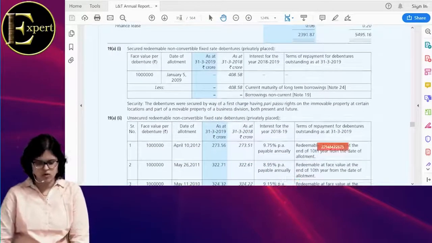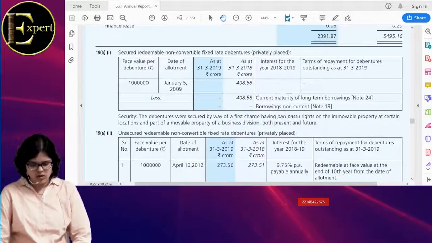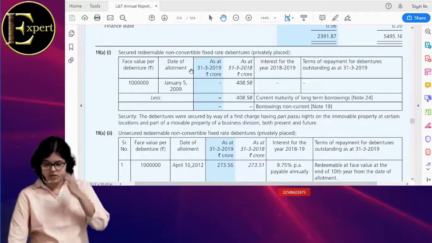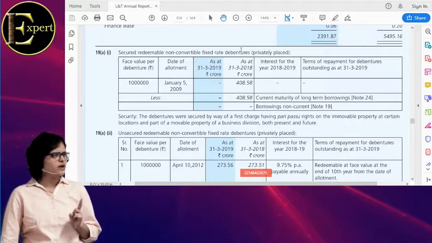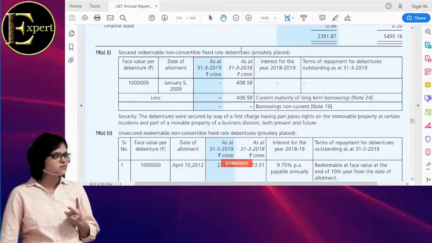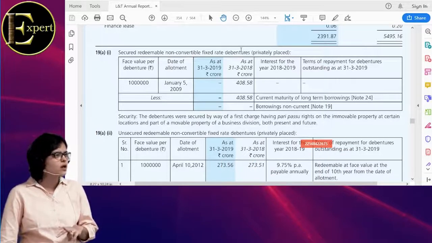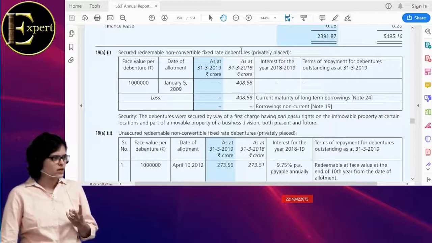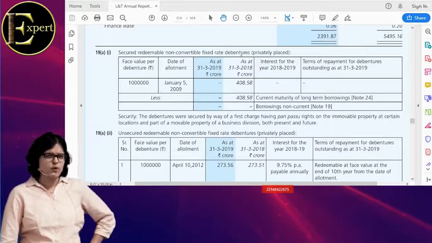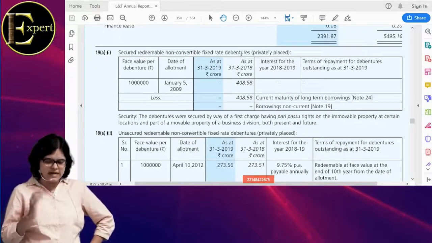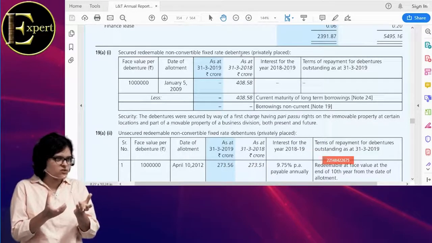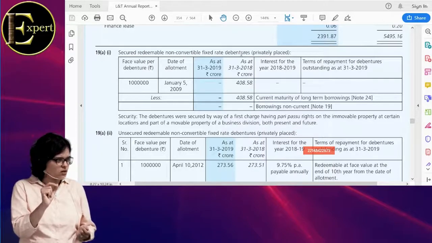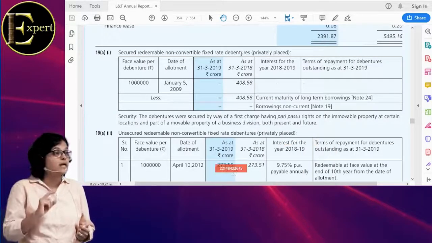Note number 19, you have some loans in the nature of debentures. If you remember the other day I told you, bonds and debentures. Bonds and debentures both are examples of what? Debt or equity? Debt. What is the difference between a bond and a debenture? So generally in the Indian context, we say that bonds are financial instruments which give us a fixed rate of return, but which are generally issued by the government.